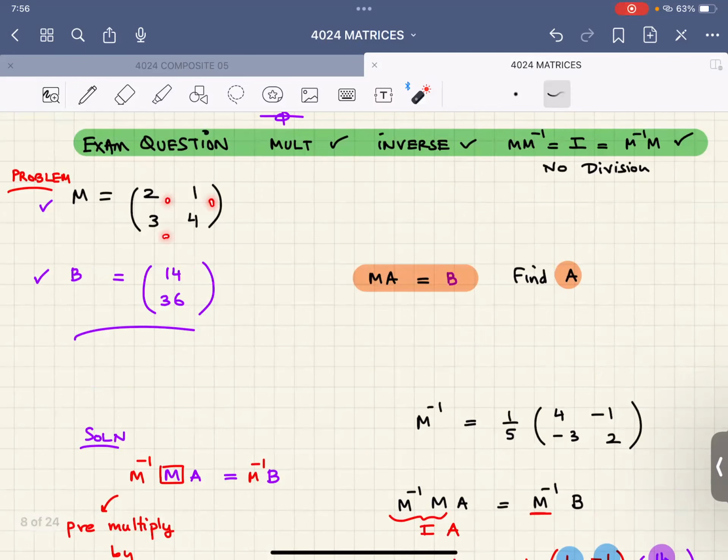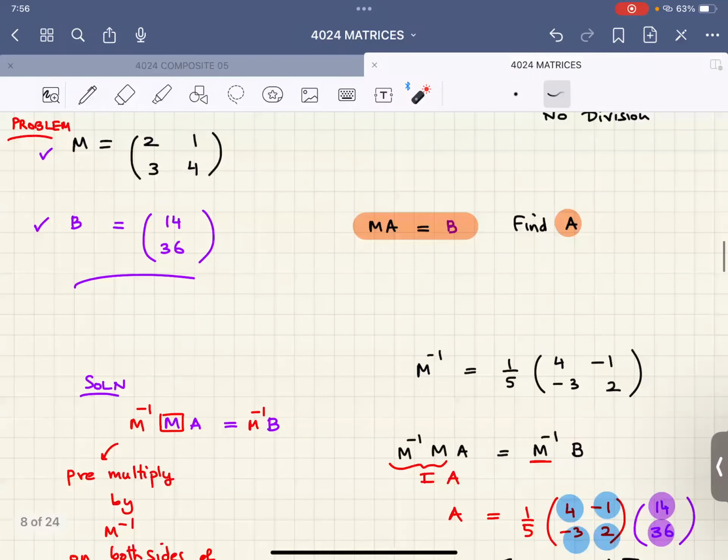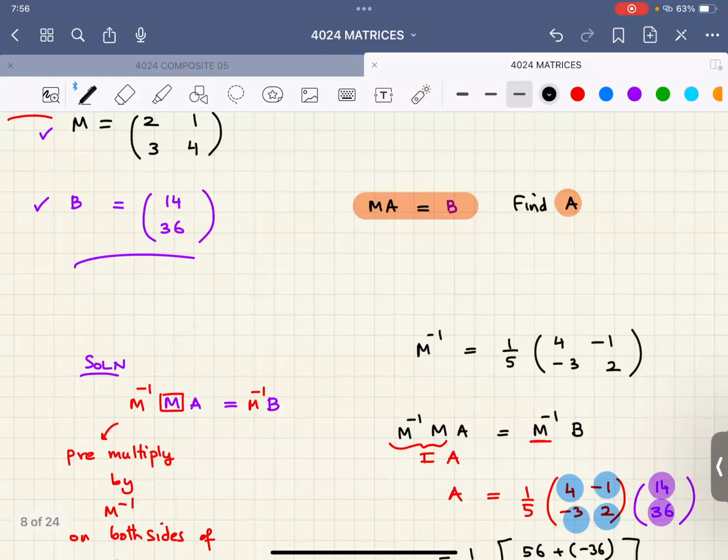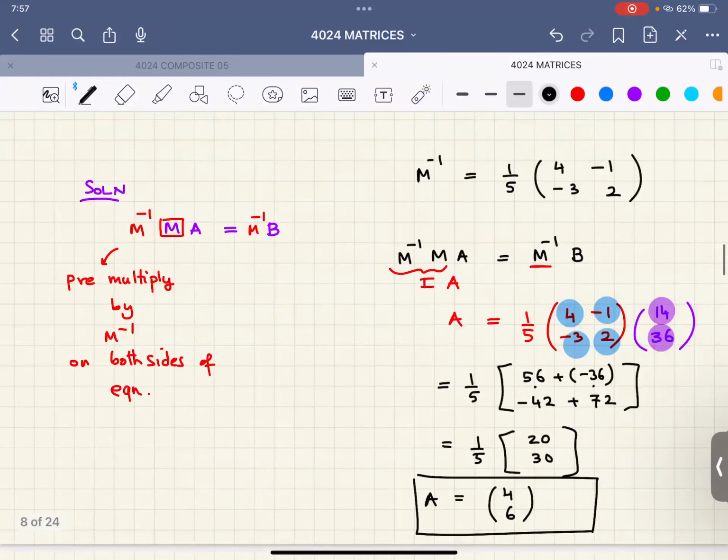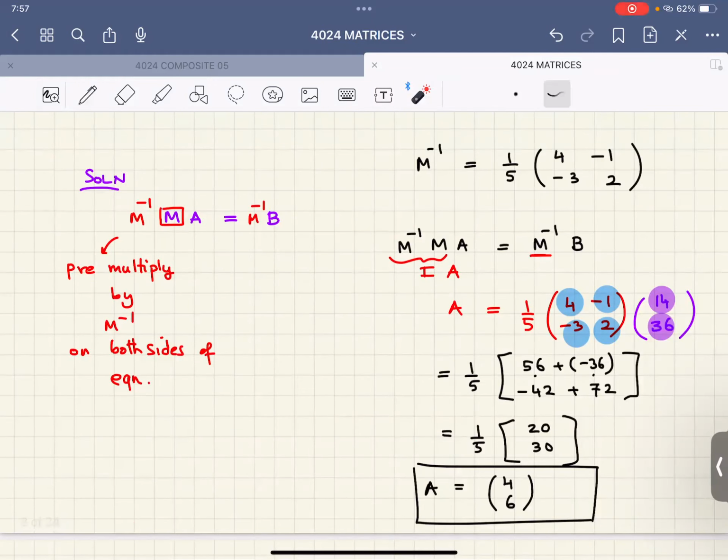M is this thing. The answer I have written as B is this. This relationship is given. Given that MA equals B, find A. What is the solution? The solution is to pre-multiply. M inverse MA equals M inverse B. So you make A the subject, and A is M inverse of B. That's one way of thinking.